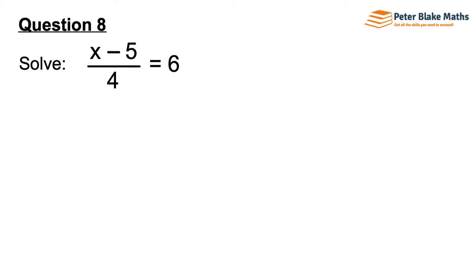Question 8. Solve x minus 5 all over 4 equals 6.